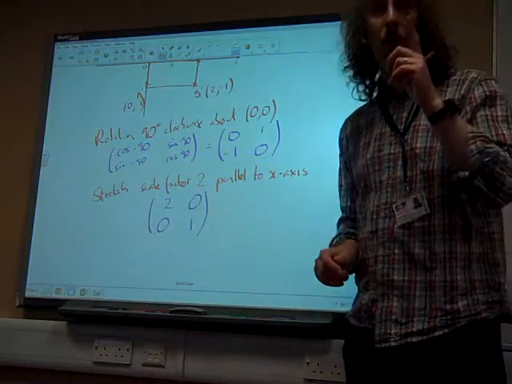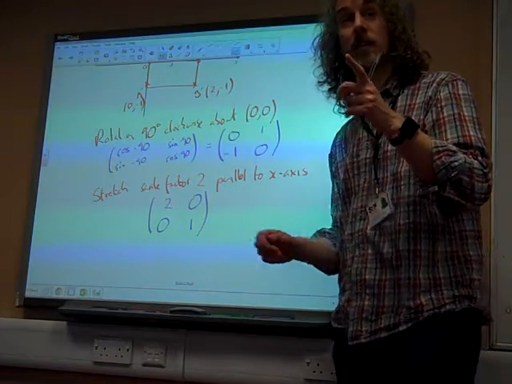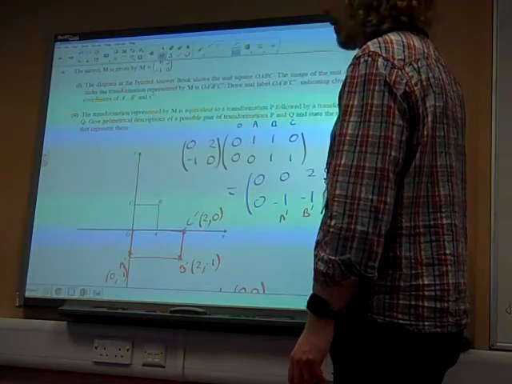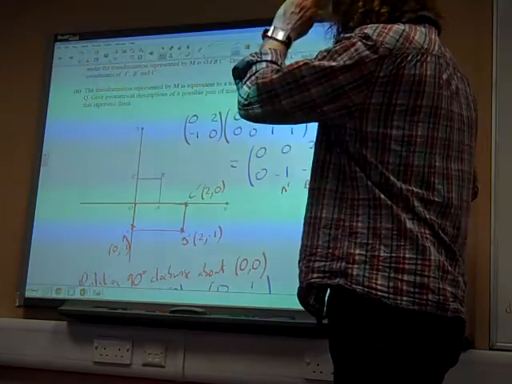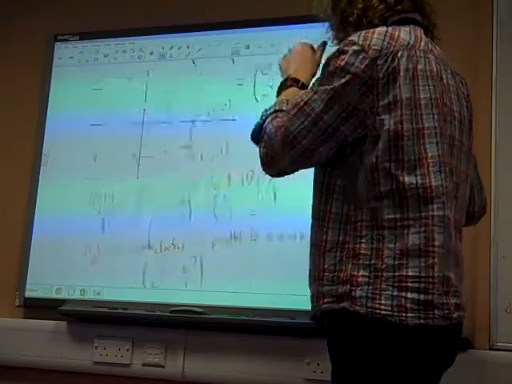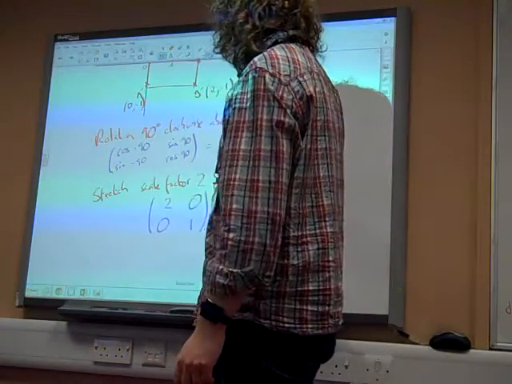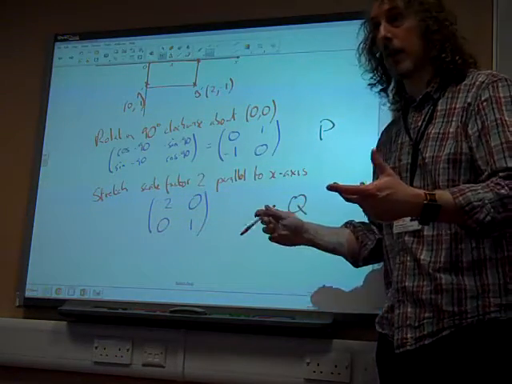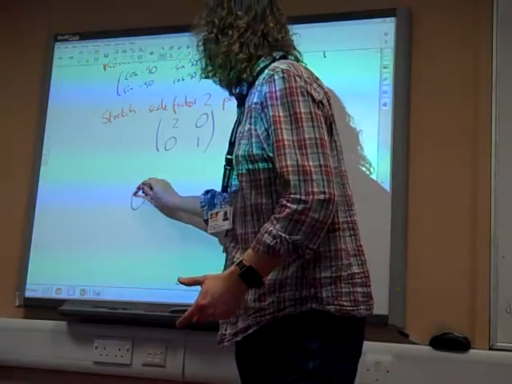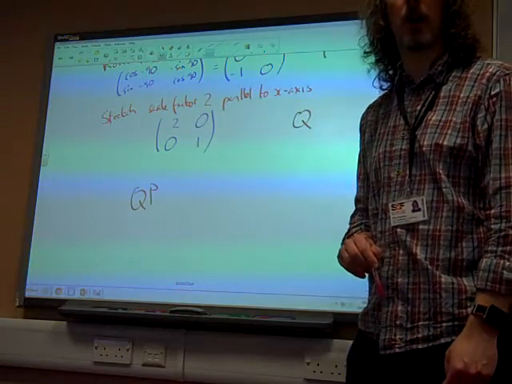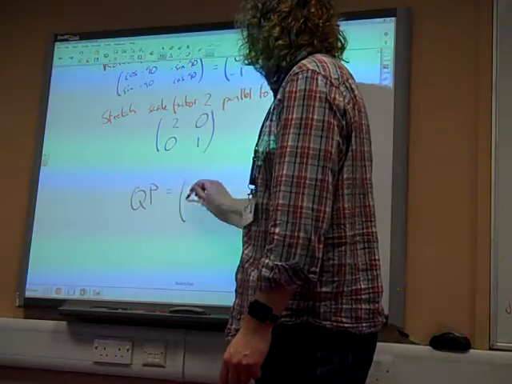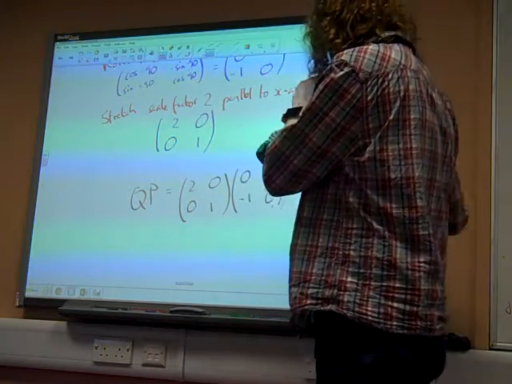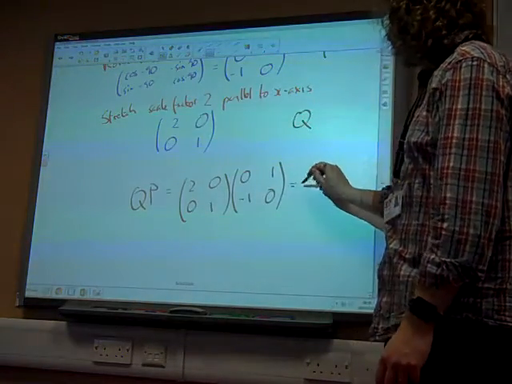Now, we can check this, can't we? It's a tiny job to check this. We're saying that this is P, and this one is Q. If it's P followed by Q, then the overall matrix is Q times P. So that should have been our transformation matrix. So that means 2, 0, 0, 1 times 0, 1, minus 1, 0. That should give us the matrix we started this question with.